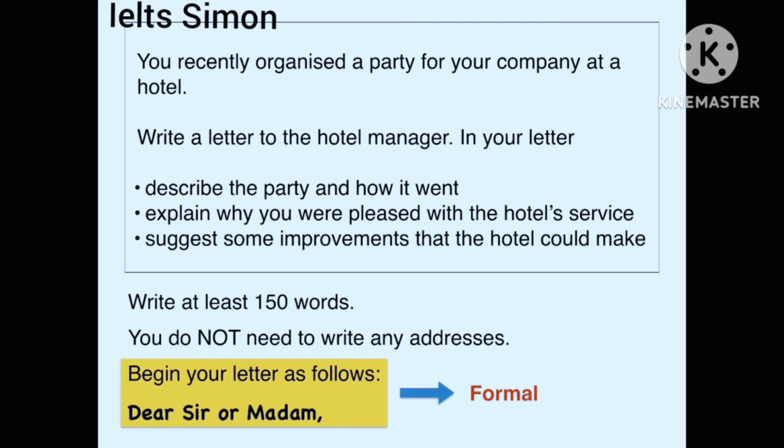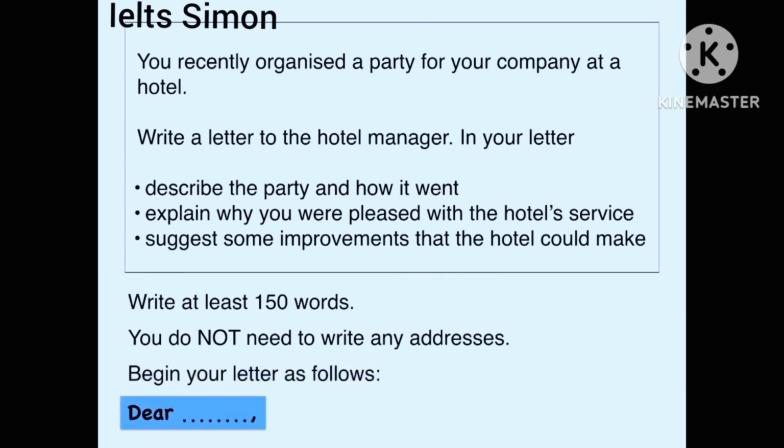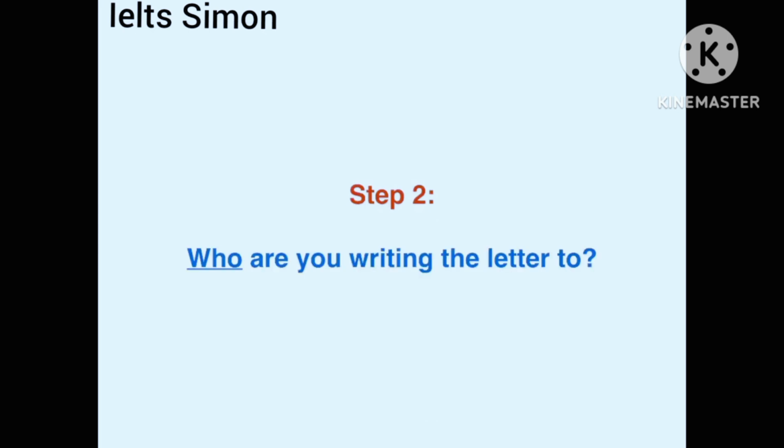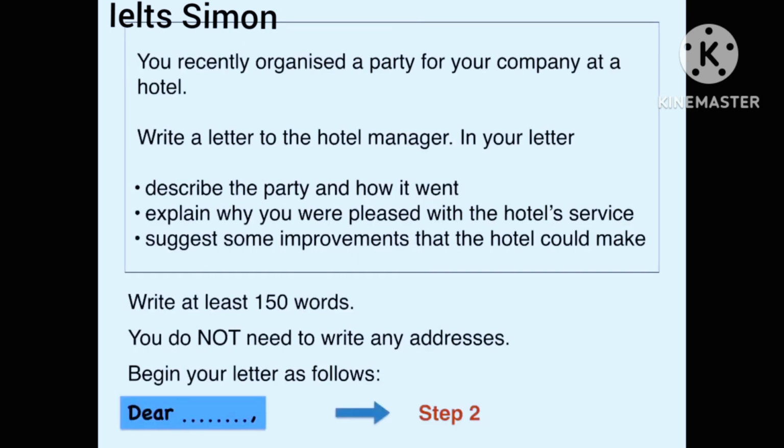Now what happens though if the instruction doesn't say dear sir or madam, it says begin your letter with dear. This is obviously more confusing because it can be used for formal or informal. So we have to go on to step 2, which was look at who you're writing to. Who are you writing to? Who is the person? Back to that example, the person we're writing to is the hotel manager. That should tell you that this needs to be a formal letter.